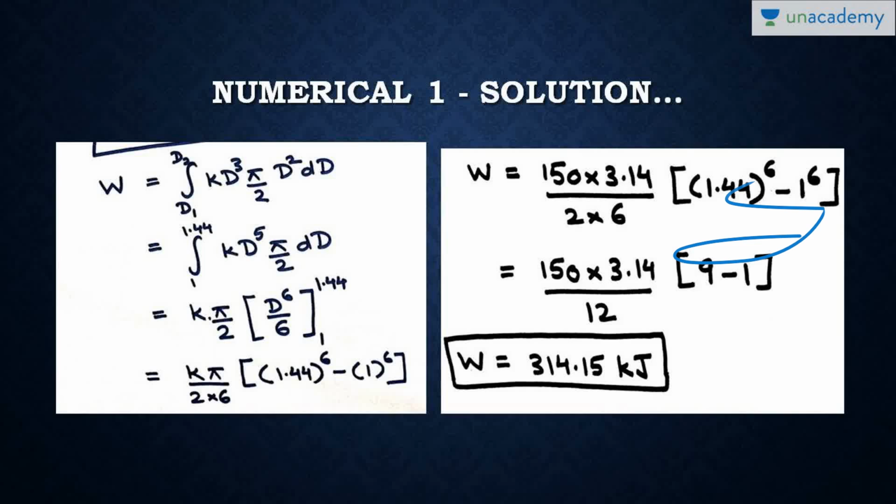Change in volume we have found in terms of diameter, and pressure we have written in terms of diameter, which is equal to K times d cube.